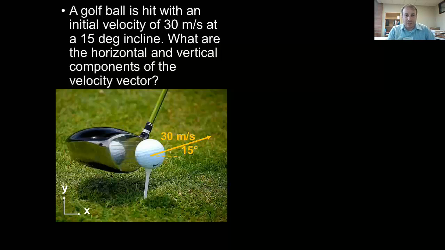A golf ball is hit with an initial velocity of 30 meters per second and is hit at a 15-degree incline over the horizontal. What are the horizontal and vertical components of this velocity vector? A lot of times in this class, especially early on when we're talking about projectile motion, I'm going to be asking you to take vectors and turn them into horizontal and vertical components. So let's take this vector with a magnitude of 30 meters per second and an angle of 15 degrees, and let's solve for the horizontal component Vx and the vertical component Vy.